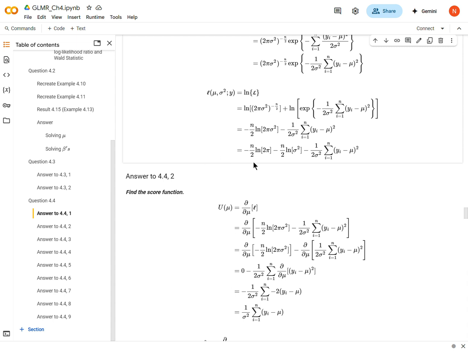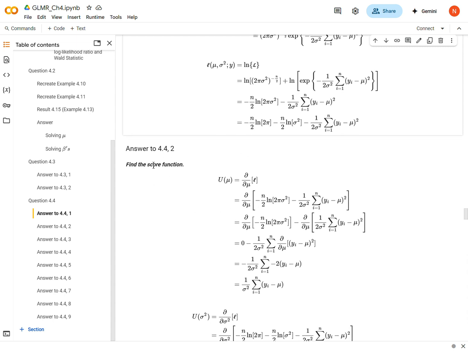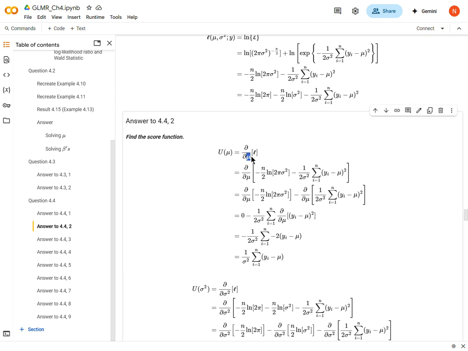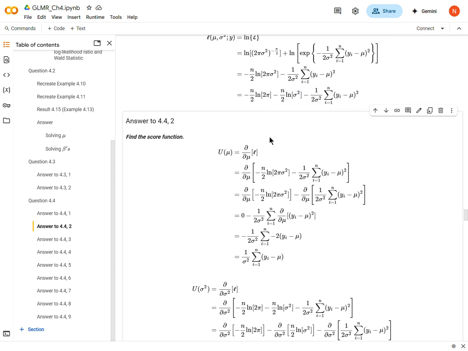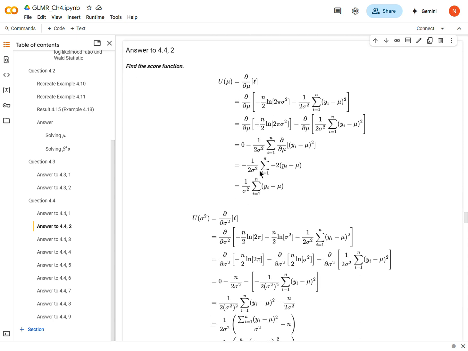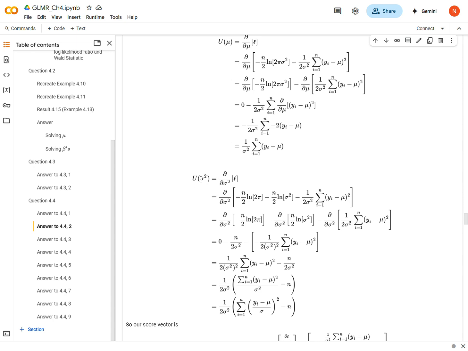Okay. So now we're going to find the score function, and the score function is just the derivative, with respect to the parameter of interest, here mu, down here sigma squared, of the log likelihood. Okay. So all I'm doing is taking the derivative of this with respect to mu. Okay, and ultimately we come out with this as the score for mu. Now I can do the same thing with sigma squared, but now I'm taking the derivative with respect to sigma squared, and I come out with this.